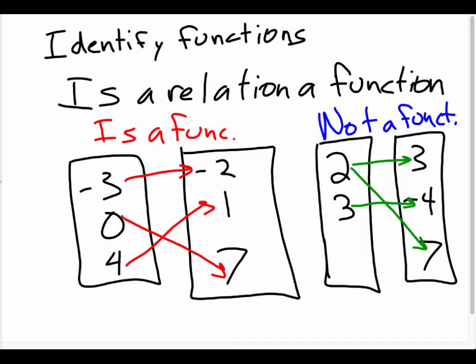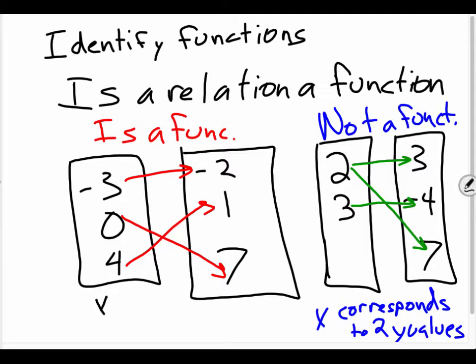Can somebody tell me why the second one is not a function? Christian: It's because 2 goes to two different numbers. Mm-hmm. X corresponds to 2 y values. Okay? Where in the first one, x corresponds to a unique y value.